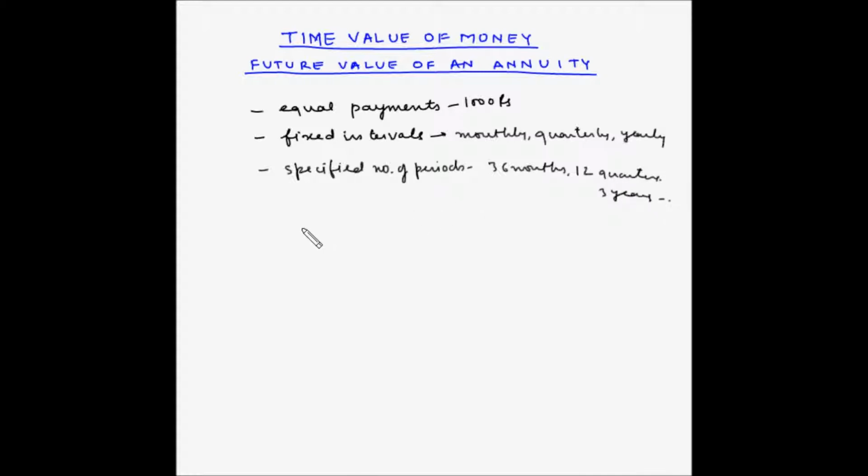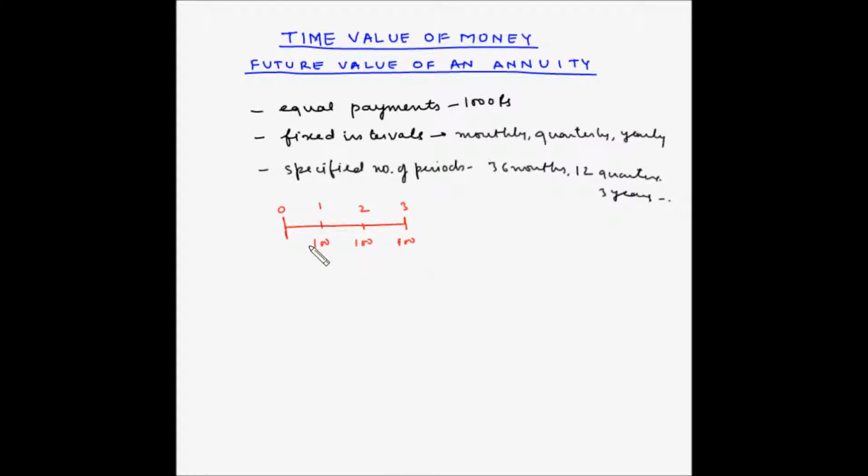For example, if you invest 100 rupees at the end of each year for the next 3 years, it is known as a 3-year annuity. Let's say this is the time scale. You have 0, 1, 2, 3. These are years, and you decide to invest 100 rupees at the end of each year. So at the end of the first year you deposit 100, at the end of the second year again 100, at the end of the third year again 100.